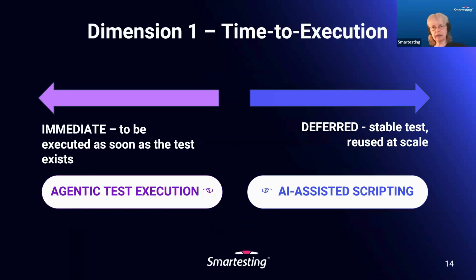If we look at the dimensions in more detail, when we want to have the test result as soon as we have the test case, then agentic test execution is the best way to execute it. If I have stable tests that are reused at scale and I have a bit of time to write the scripts, then we can consider AI-assisted scripting.